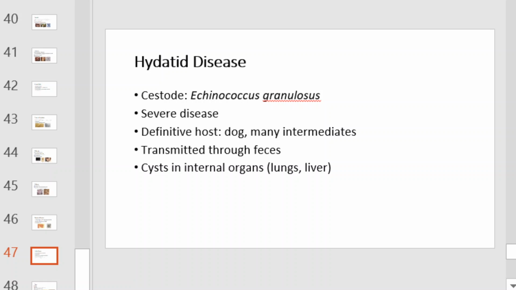Hydatid disease is caused by a cestode. This is a severe disease. The definitive host of this disease is a dog, but there may be many intermediates. It is transmitted through feces and causes cysts in your internal organs, such as your lungs and liver.